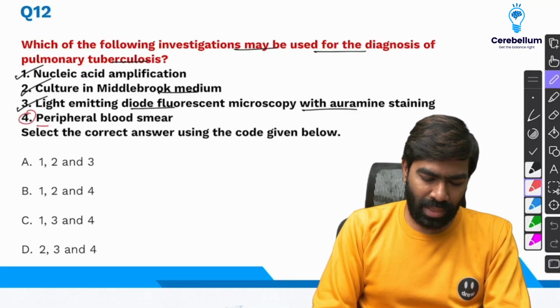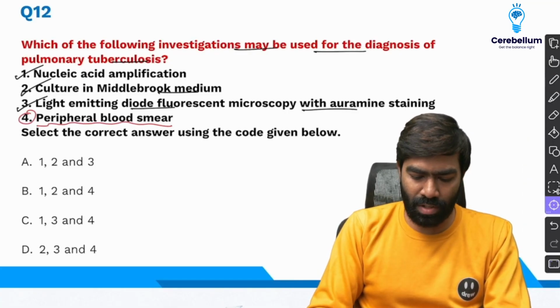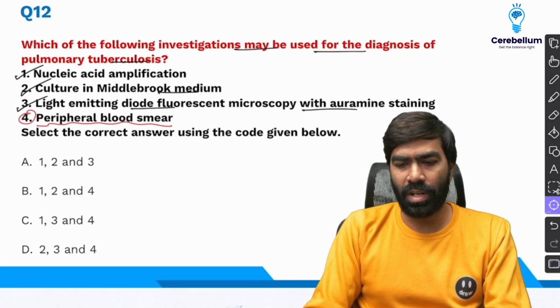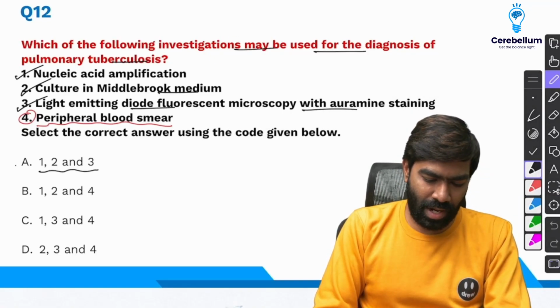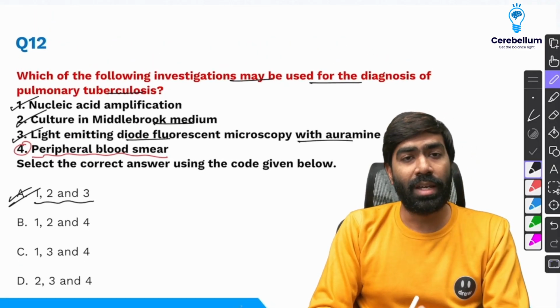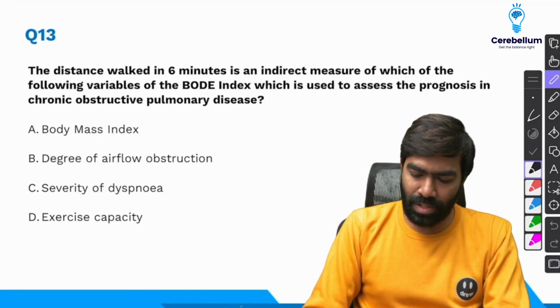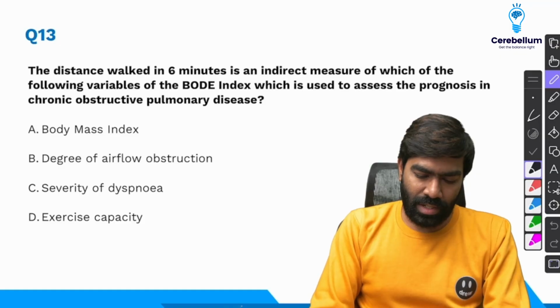I'm going to do nothing with peripheral blood smear. Peripheral blood smear does not yield anything with regards to pulmonary tuberculosis. That's why I'm going to go for options 1, 2 and 3 which are correct. So the right answer is going to be option A for this question. 4 is obviously wrong.